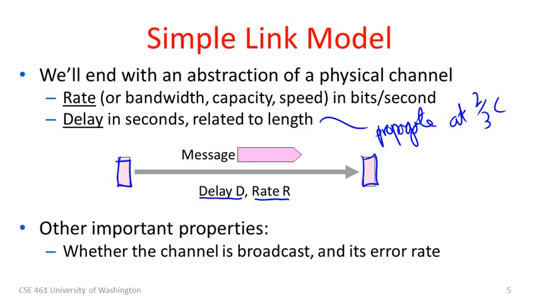There are a couple of other properties which will become important later. Some channels are broadcast, so that when you send the signal, it's delivered to multiple receivers. It's broadcast to those receivers. And we'll also care about the error rate to know whether links often deliver messages reliably or whether their messages are often delivered in error.